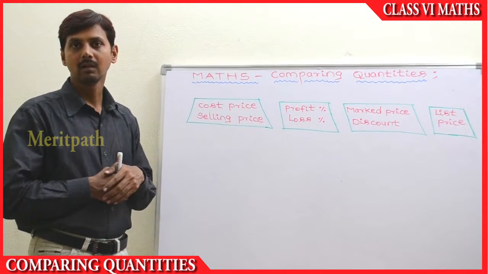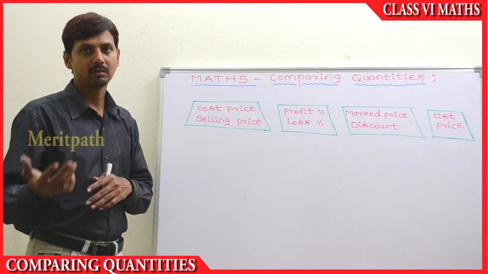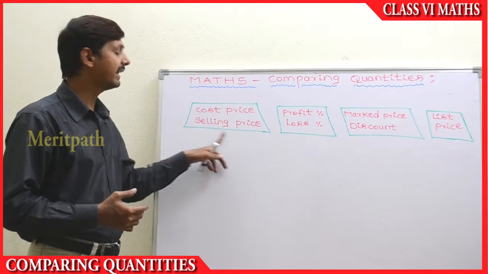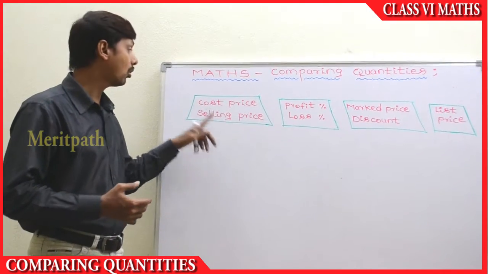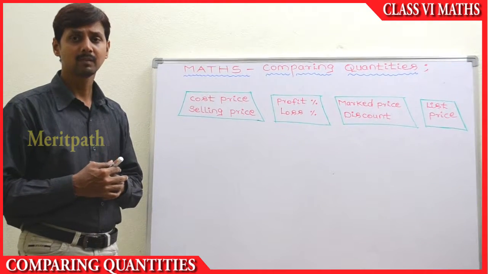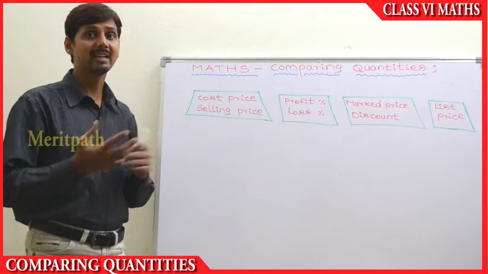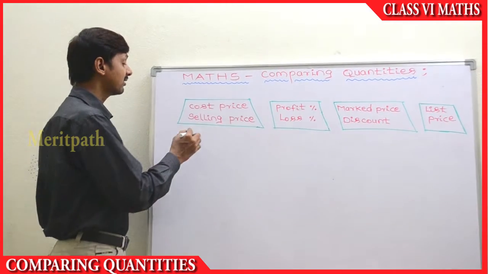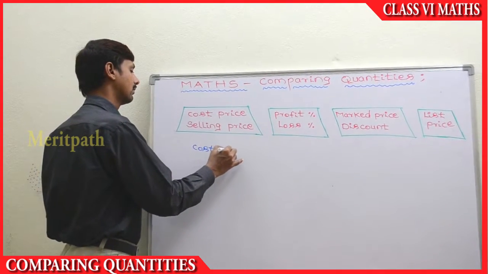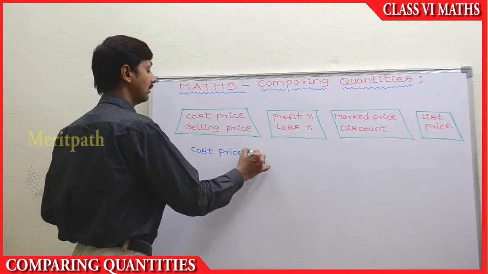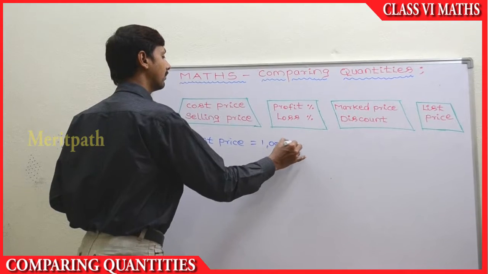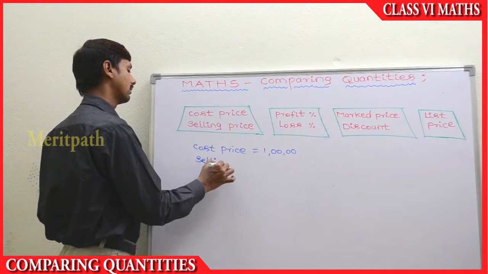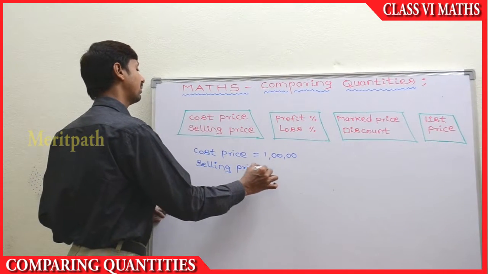At the same time, if we sell that car for some other amount, like 90,000 rupees, we call that price the selling price. So it is not always the case that the cost price and selling price will be the same. Sometimes they may be equal. If the cost price of the car is 1 lakh rupees, the selling price is 90,000.